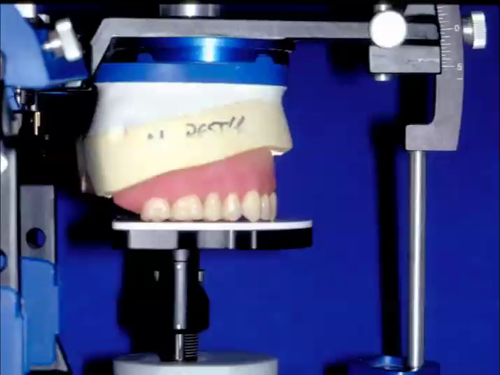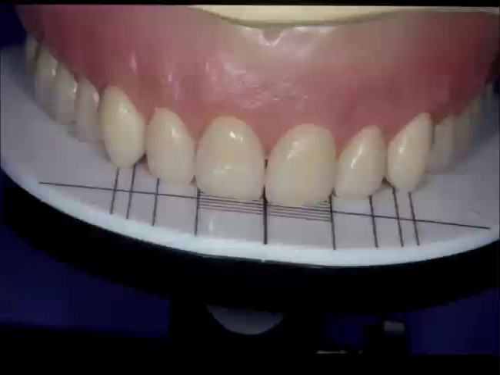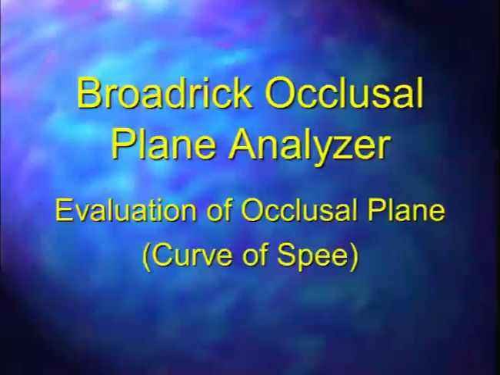Then we can use the platform as a guide for setting our occlusal plane and making sure that the aesthetic relationship of the occlusal plane is correct, as well as tooth widths. Well, we also have a Broderick occlusal plane analyzer that we can use to evaluate the occlusal plane or the curve of Spee.